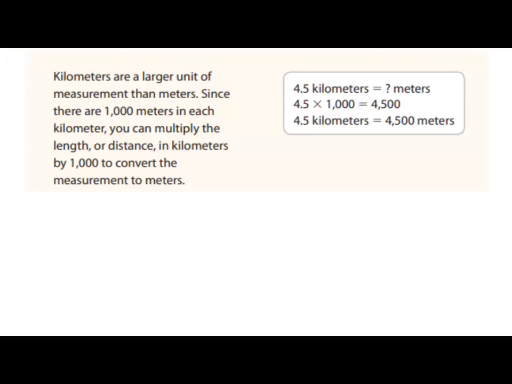So when we're going from a larger unit to a smaller unit, we're going to have to use multiplication. So we have 4 and 5/10 kilometers, and we're trying to figure out how many meters that would be. Well, we know that there are 1,000 meters in a kilometer, so we can multiply by 1,000, and that means 4 and 5/10 kilometers would be equal to 4,500 meters.